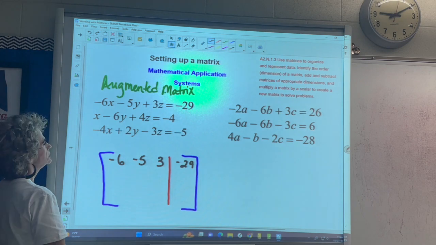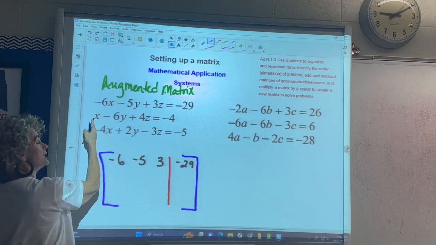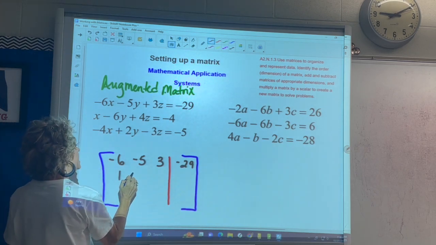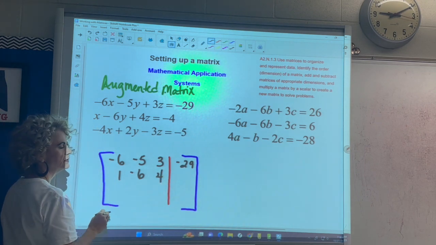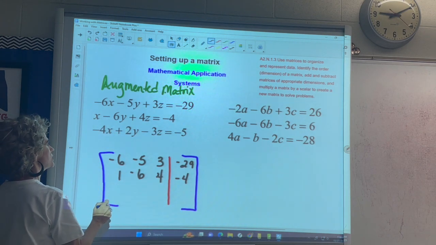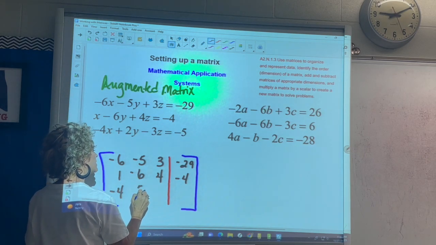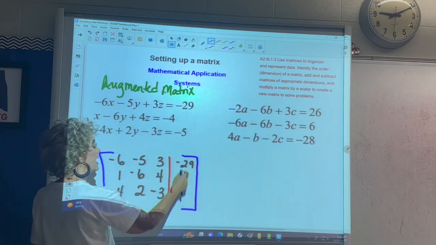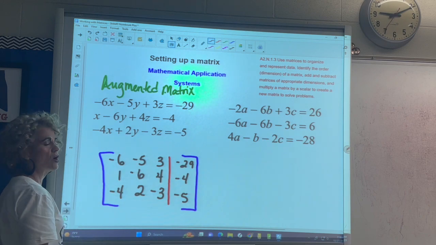Not too hard. X, y, z. X, coefficient of, I don't see it, it's an understood 1. 1x, I write it in my matrix. Negative 6y, a positive 4z, and then I have a negative 4. Last equation, negative 4x, just the coefficients, the number in front of, positive 2y, and a negative 3. Let's not forget, I have my negative 5 over here. So this is an augmented matrix.